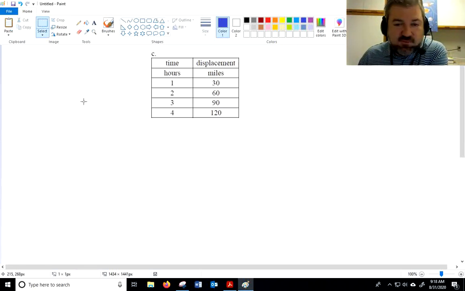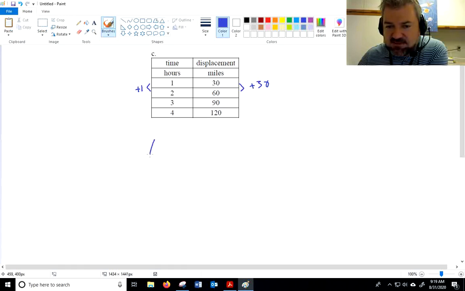All right, I think we have one more of these little practice problems to deal with. So let's take a look at this one. We have a change in the time by 1 and a change in the displacement. Displacement is the distance you are from where you started. It's related to distance, right? So plus 1 and plus 30.